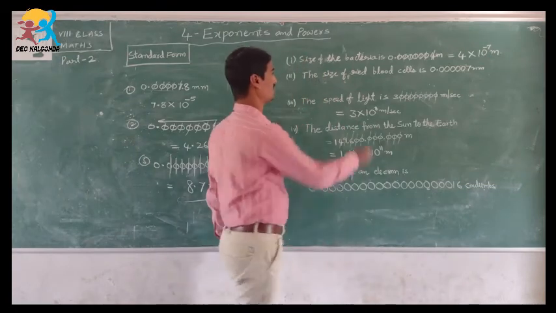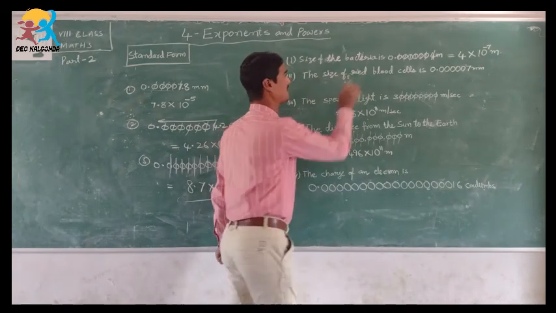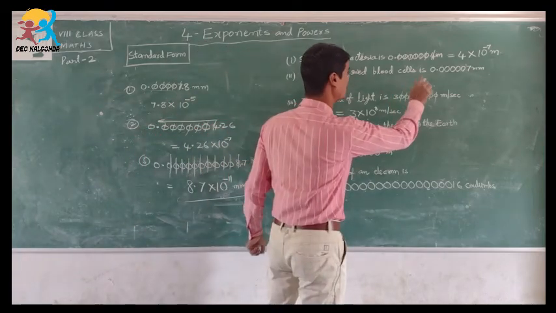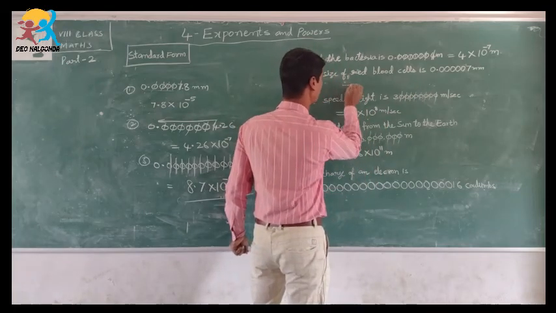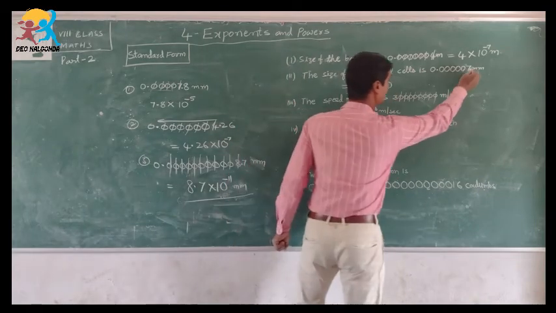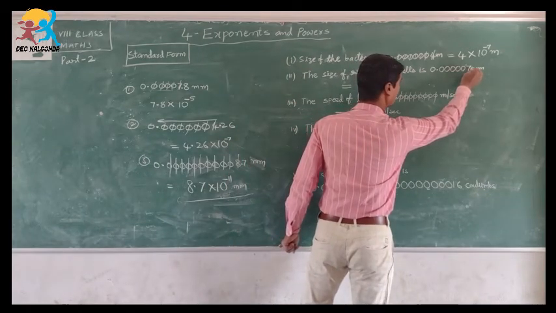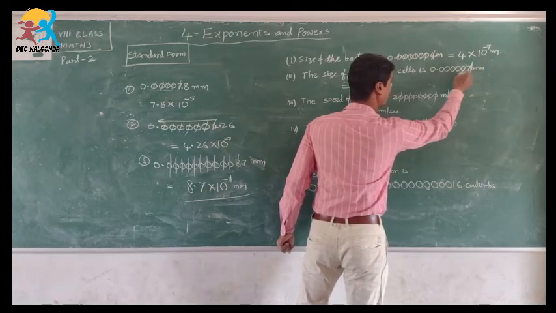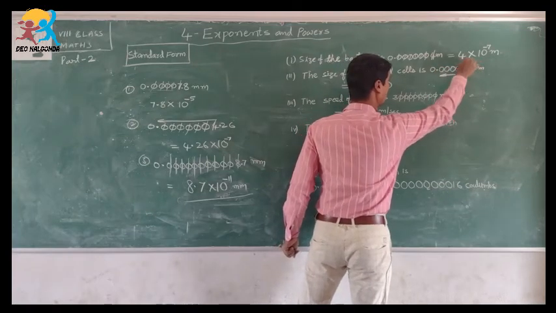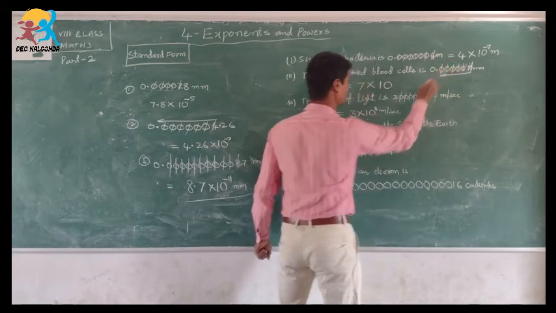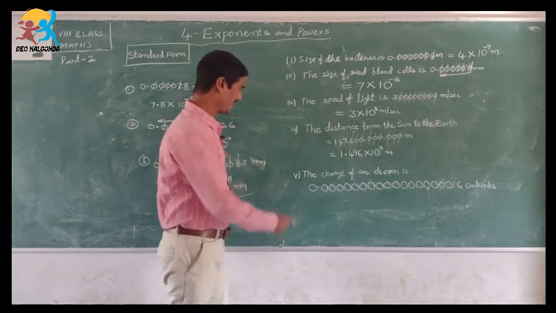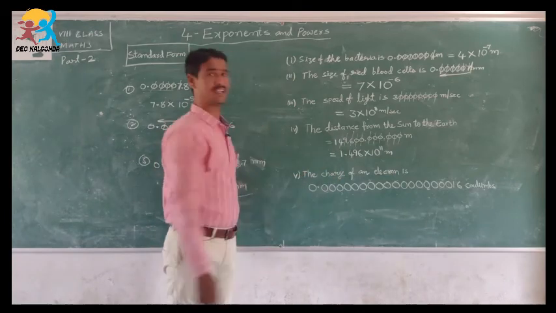Yes or no? Suppose I take the size of red blood cells, the size of red blood cells is 0.00007 millimeters. So this can be written as 7 into 10 to the power of, first digit here only, no, we have to keep the point here. So from here we count to the decimal point, 1, 2, 3, 4, 5, 6. So minus 6. Clear?